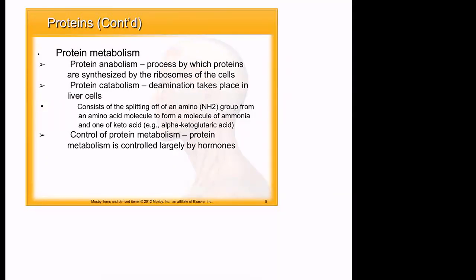We've talked about proteins before. Building them up, breaking them down. One of the important parts to understand with breaking down proteins is we are going to end up with some ammonia, a nitrogen group that we have to get rid of. And we're going to have to get rid of it as something called urea.